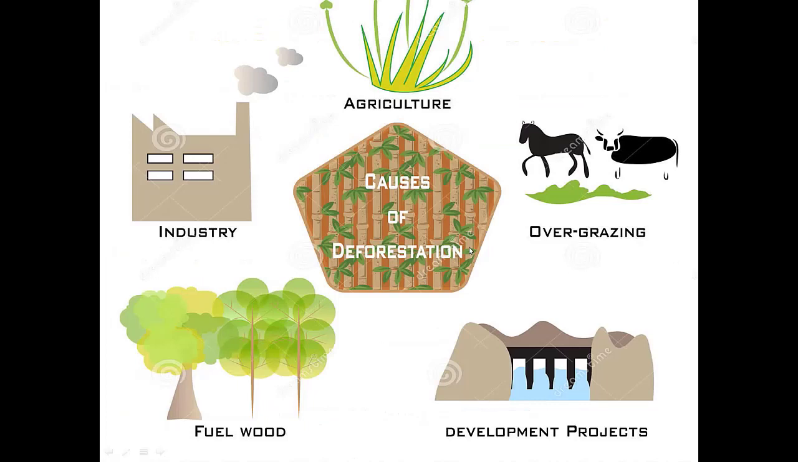This is the picture showing different causes of deforestation. Here, firewood like timber, charcoal, and firewood, and this is for industries, and this is for agriculture purposes like for farms, etc. And this is for overgrazing also. This is one of the causes, and the developmental projects like building new roads, construction of dams, and the development of new towns, etc. So these are the various causes of deforestation.